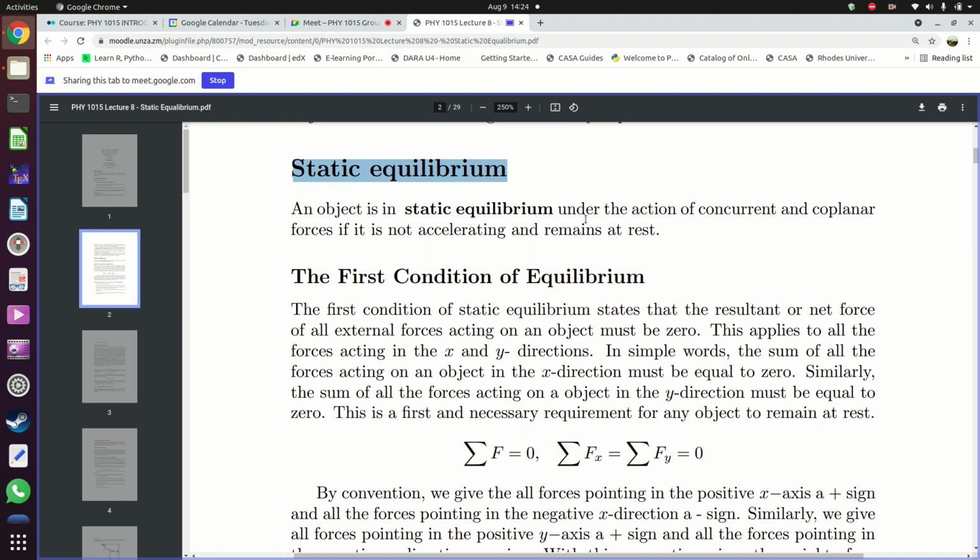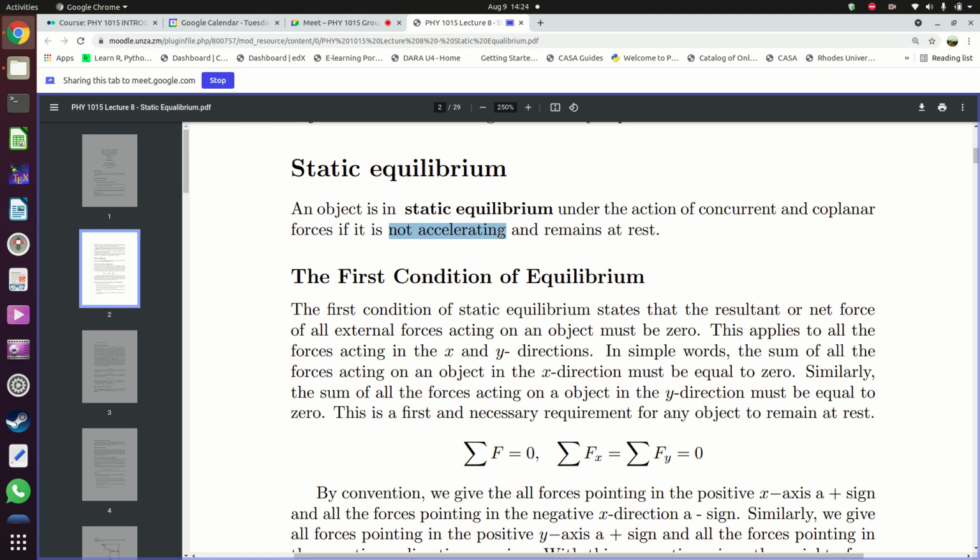Static equilibrium is caused by concurrent forces, forces which pass through a common point, and also coplanar forces, forces which are acting in the same plane. These forces should make sure that there is no acceleration happening. If there is no acceleration happening, then this particular object will remain at rest.